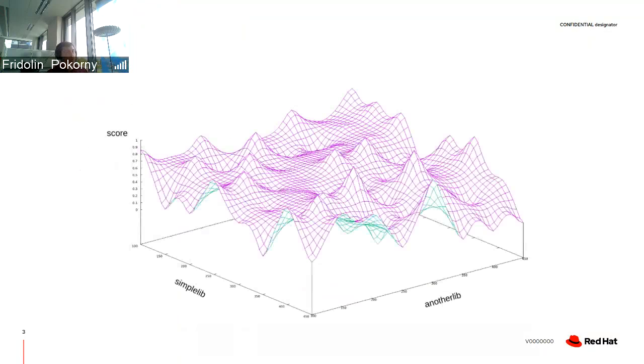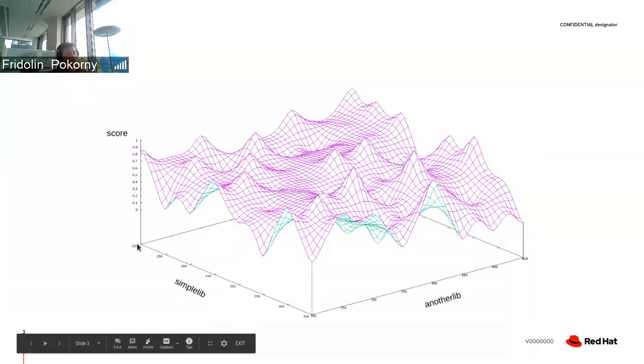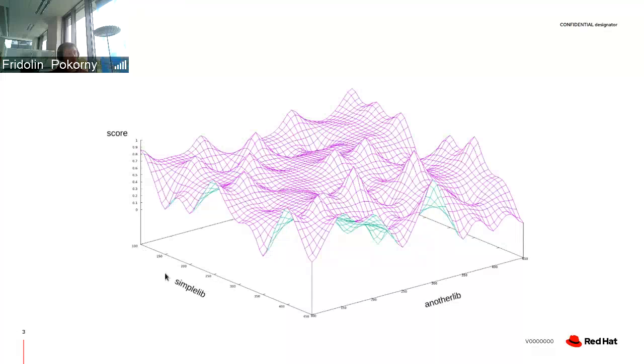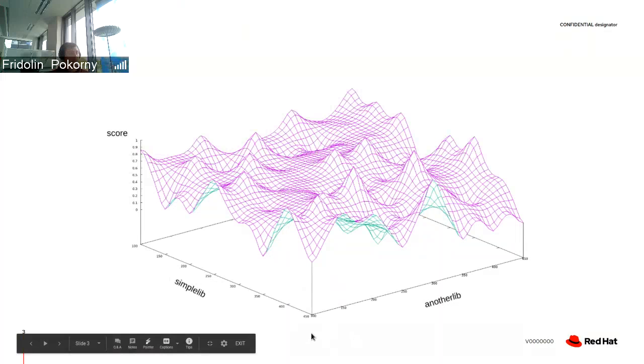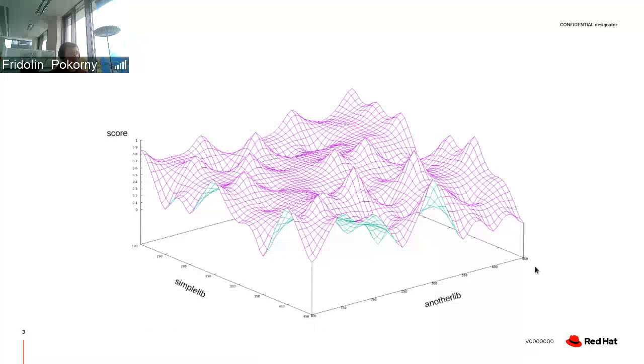Just to give some context here, you probably already know this plot, but basically what we are doing, we are scoring software stacks. So if a software stack is made out of two libraries, one is called simplib and the other one is another lib, and we switch versions of these libraries and score them, we can get this interpolated surface that states scores when some specific version of simplib and some specific version of another lib is used.